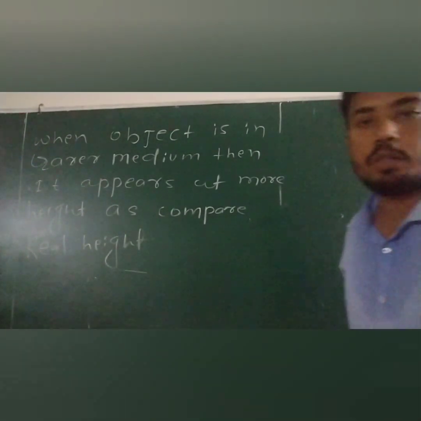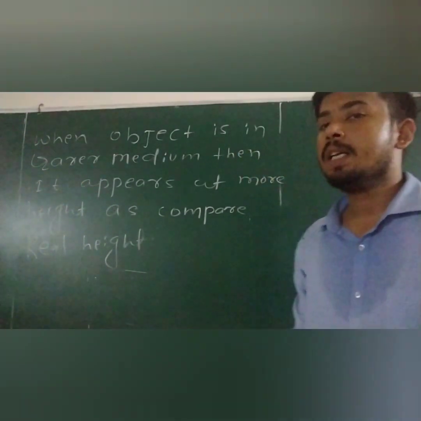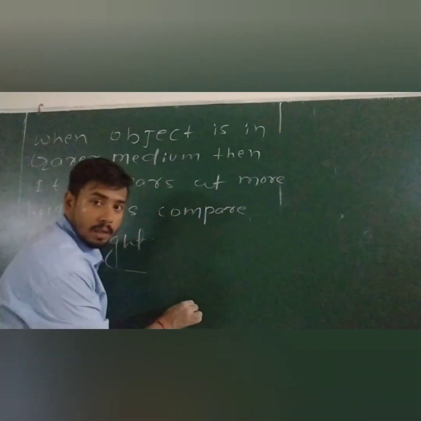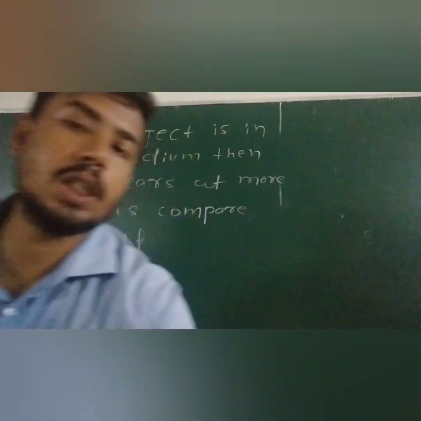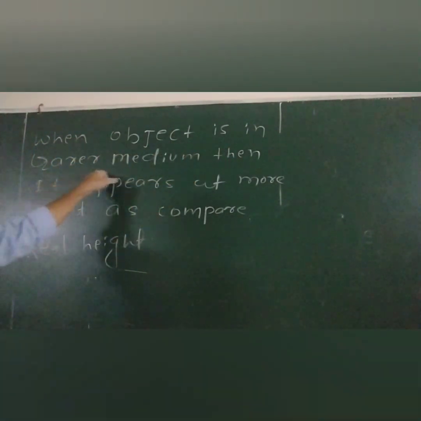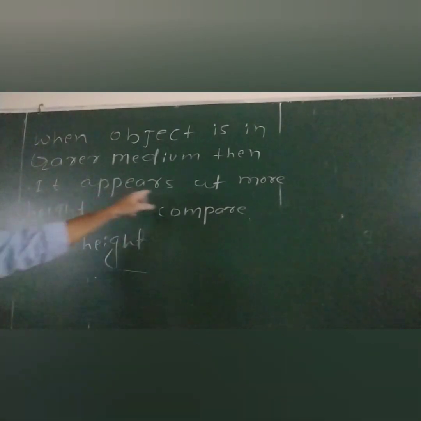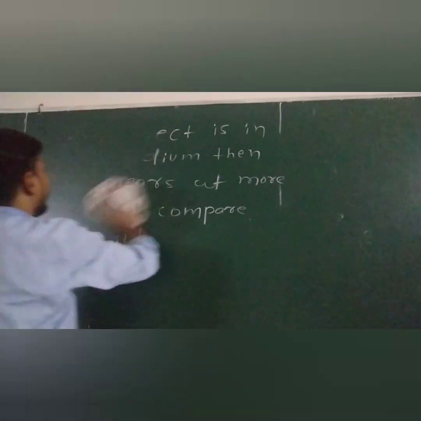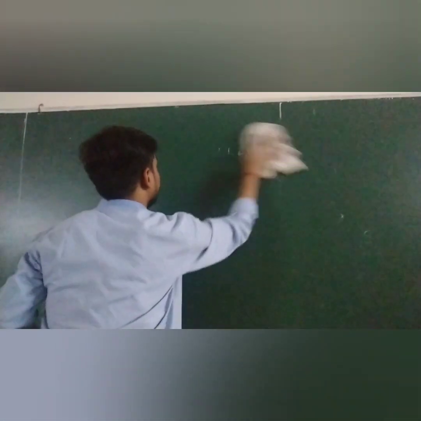Another term we can use here is called normal shifting. What is normal shifting? You can see here, it is not visible, so just see this note, I will erase. When the object is in the rarer medium, then it appears at more height as compared to real height. So see next point, normal shifting.